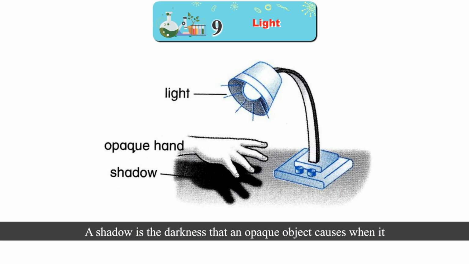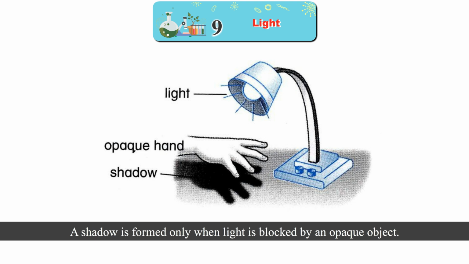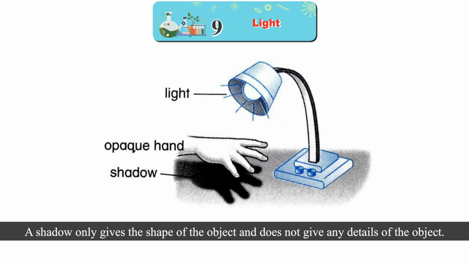Shadow. A shadow is the darkness that an opaque object causes when it blocks the path of light falling on it. A shadow of an object is formed on another opaque surface, which is called a screen. A shadow is formed only when light is blocked by an opaque object. A shadow is always black in color. It does not show the color of the object. A shadow only gives the shape of the object and does not give any details of the object.